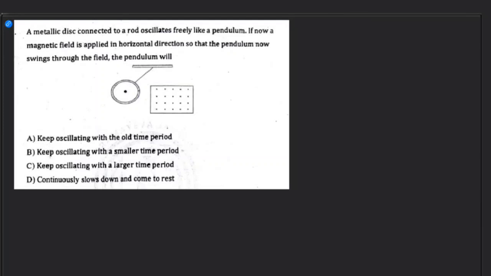Therefore it slowly comes down. So finally it comes to rest. Therefore the option for this question is option D, right?